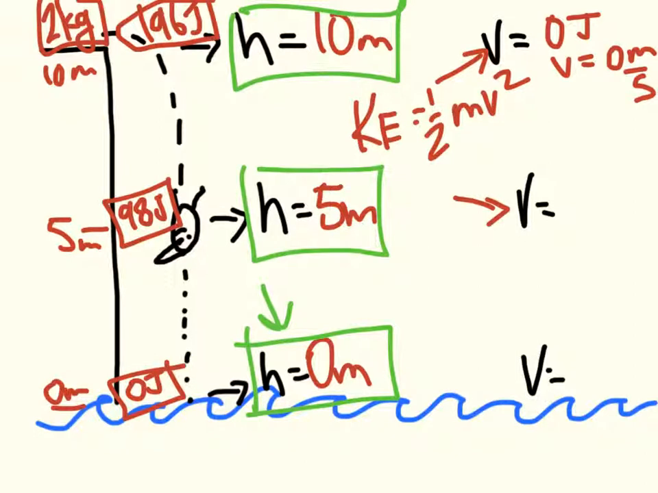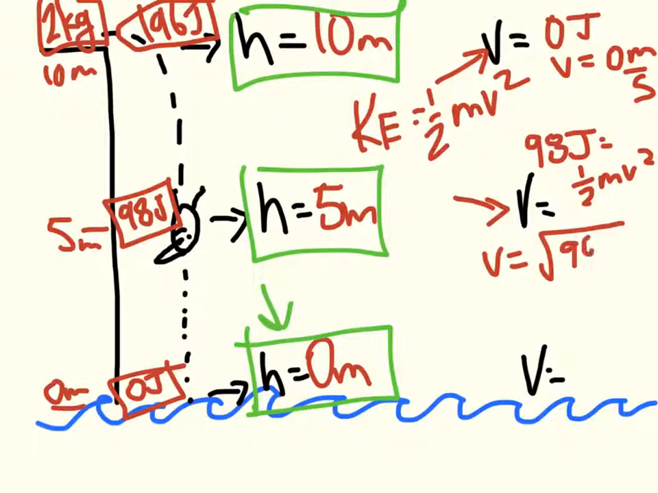But here things are going to get a little trickier. So we had, what was it, 98 joules was the kinetic energy. So we're going to set that equal to 1/2 mv squared, where our mass is 2. Oh, look, 2 times 1/2 is 1. Nice. So we're going to get velocity is square root of 98 meters per second, and you can plug that into your calculator. I'm not sitting next to one, but it's going to be something like 9.9 meters per second.